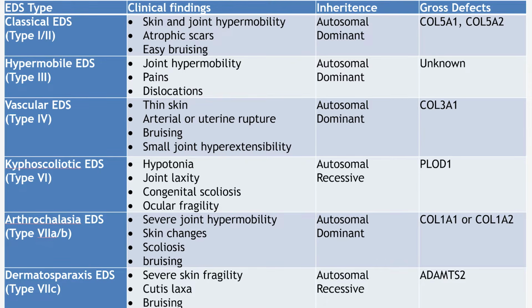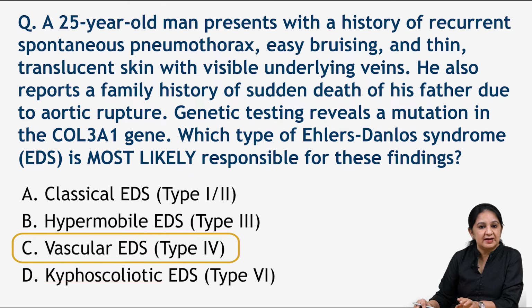COL3A1 is your type 4 Ehlers-Danlos, or the vascular type. Other mutations have already been listed in this table. You just need to mug it up. COL3A1, more commonly it is vascular. They can also ask you for COL5A1, that is your classical, right? So, the correct answer here is vascular type 4, right? So, option C is the correct answer.